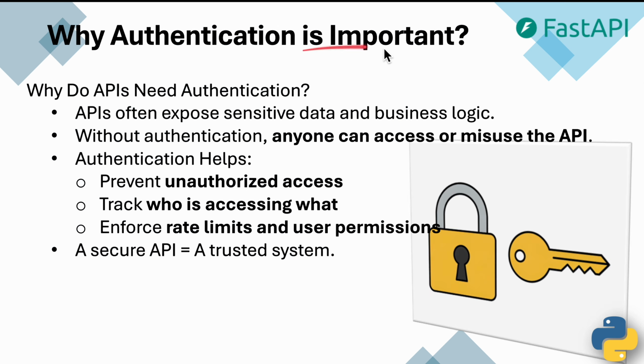Why is authentication important? Why do APIs need authentication? APIs often expose sensitive data and business logic. Without authentication, anyone can access it or misuse the API. Authentication helps prevent unauthorized access, track who is accessing what, and enforce rate limits and user permissions. A secure API is nothing but a trusted system.